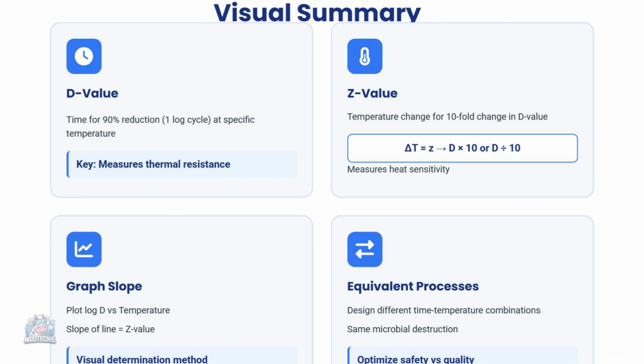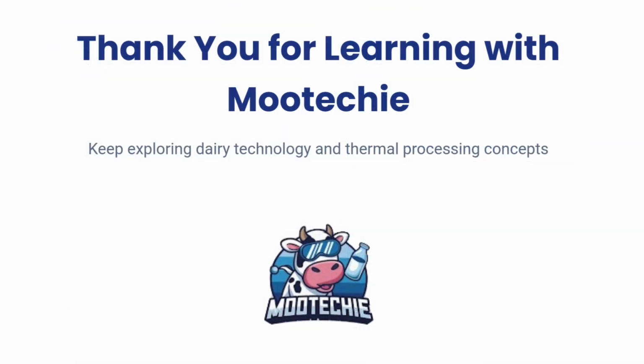To conclude, the Z value is an important parameter in thermal processing of milk. It measures how temperature changes affect microbial destruction rates. Understanding the relationship between D value and Z value allows food engineers to design efficient and safe heat treatments.